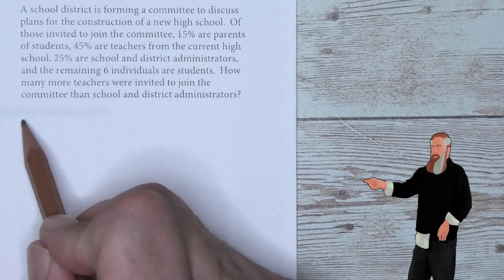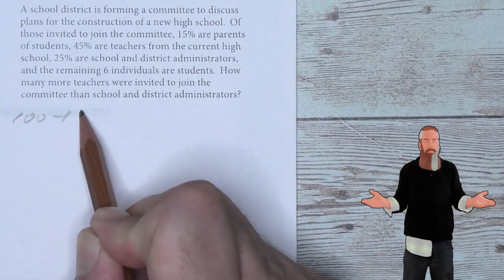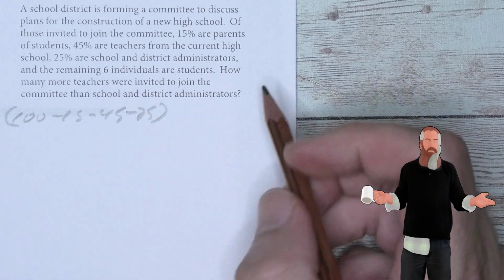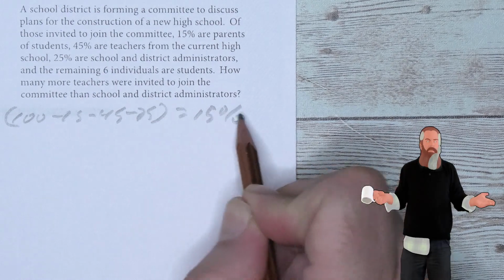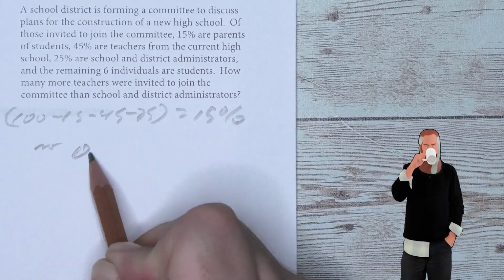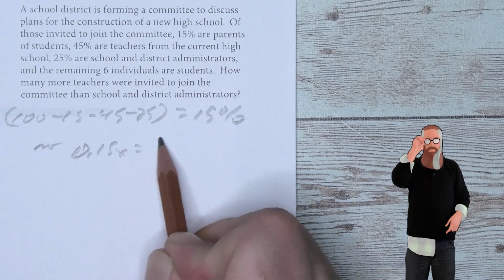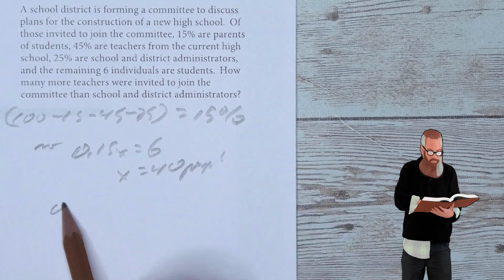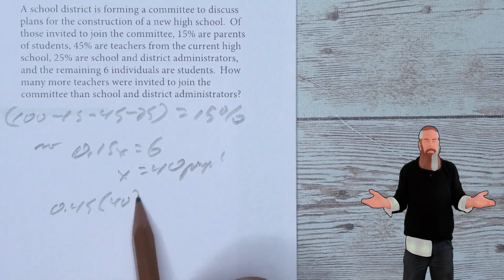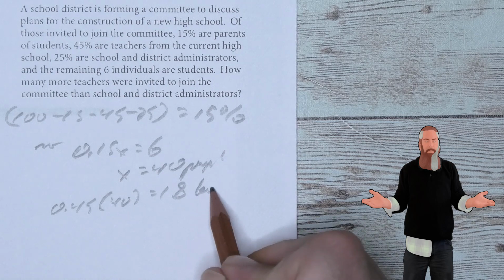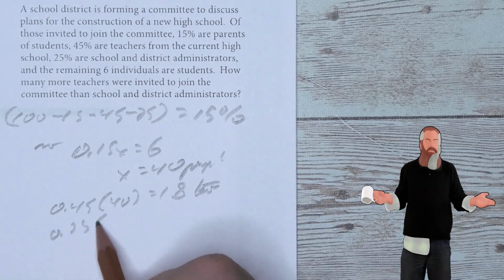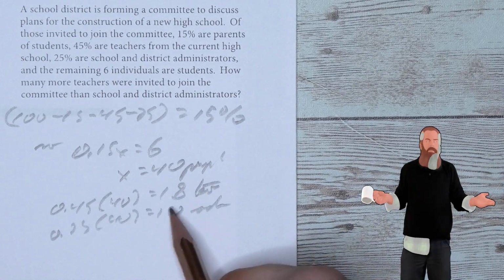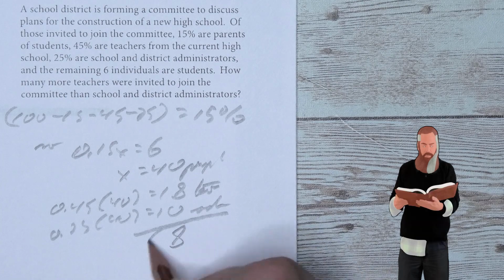So let's talk about these percents. We deal with 100 minus 15 minus 45 minus 25. This is dealing with our percent, so we get 15%. So we have 0.15x is equal to 6, meaning x is 40 people. With that, 0.45 of the 40 is equal to 18 teachers. And 0.25 of the 40 is equal to 10 administrators. 18 minus 10 is going to give us 8 as our answer.